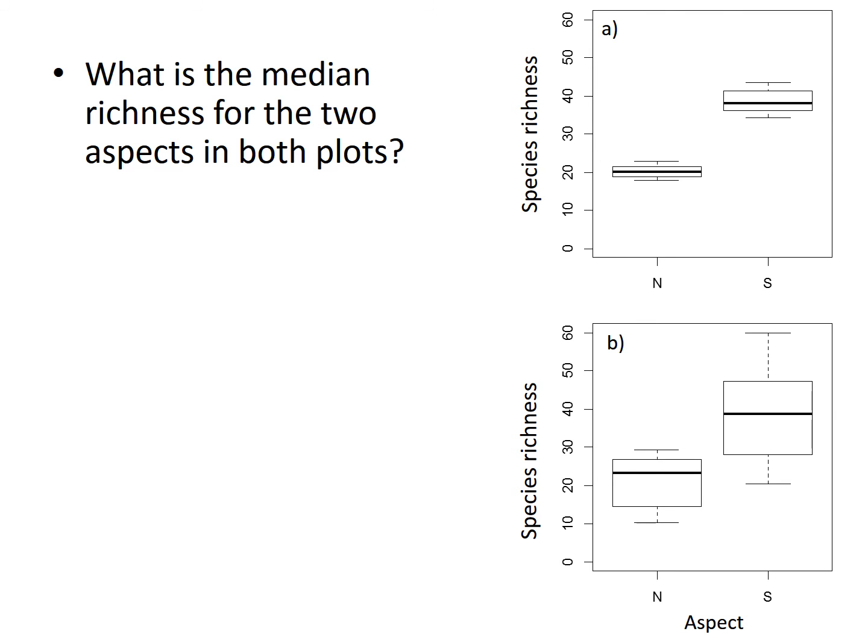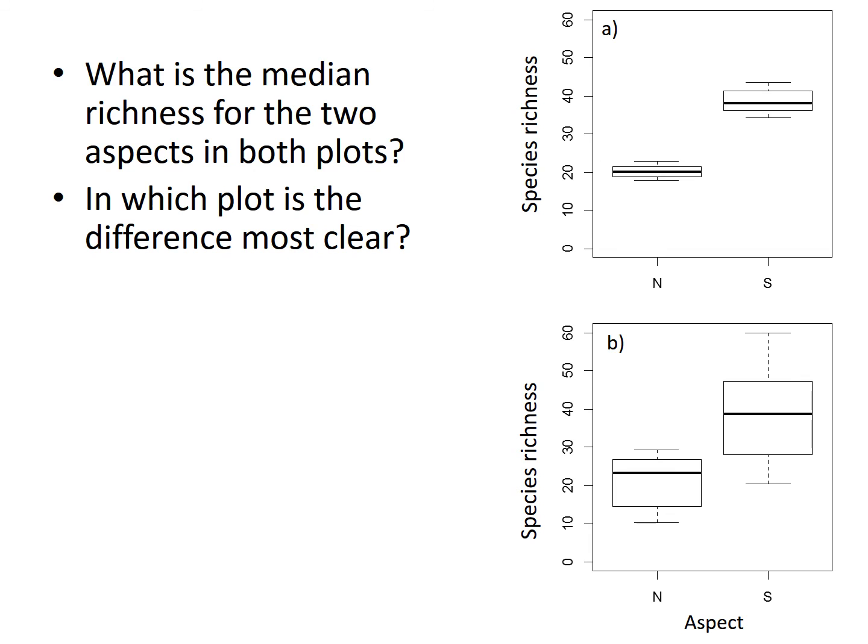Let's then take an extreme example, and this is made up data. But you see we've got two panels there on the right. The first, we have species richness of about 20 species for the north and 40 for the south. And you see the same for the second panel. However, in the second panel, there's a lot more variability in the data. Okay, so we see that the medians are the same for the two plots.